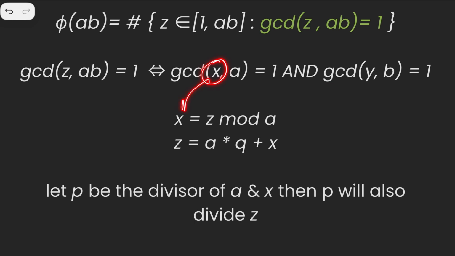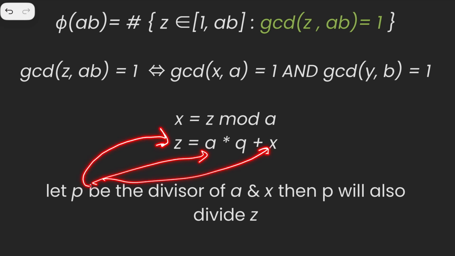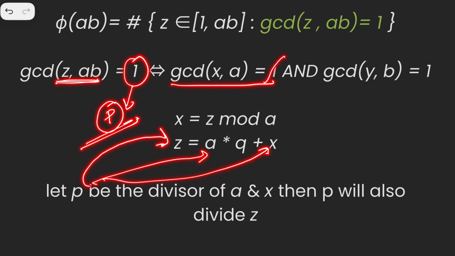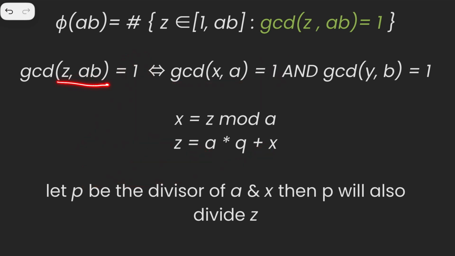How? Remember, X is Z mod A. So we can write Z as A into Q plus X, right? Now imagine there exists a P, that is a divisor, that can divide both A and X. Then it definitely will be able to divide Z. And then GCD of Z comma AB will not be 1, rather it will be at least P. So if GCD of X comma A is not equal to 1, then GCD of Z comma AB will not be 1 as well. And similarly you can prove for B as well.